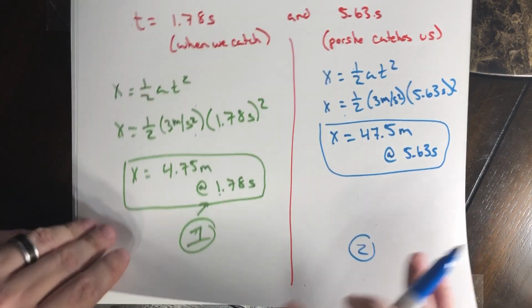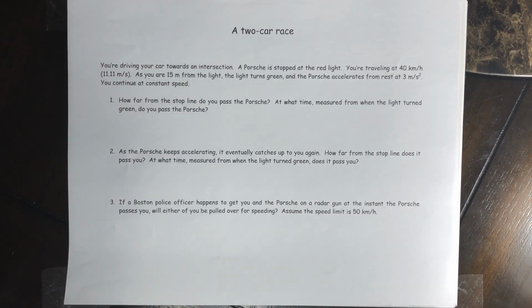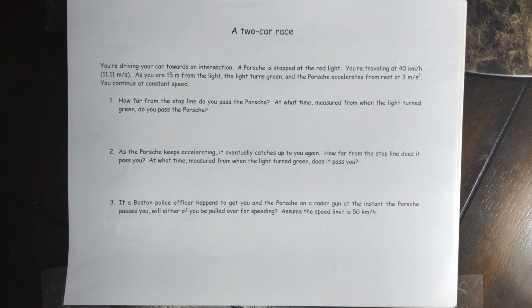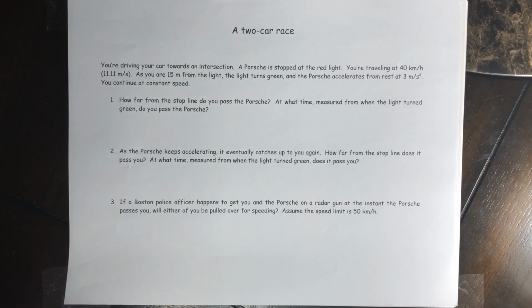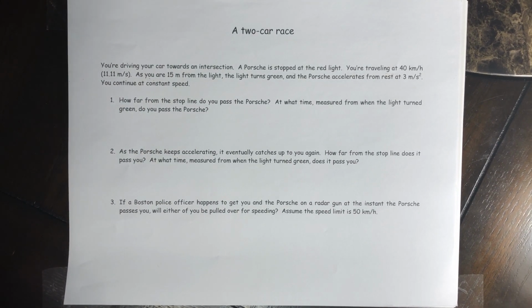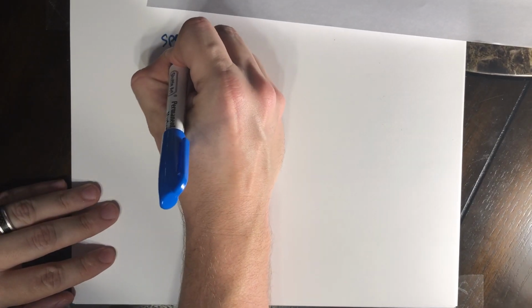Okay. Right, so we got one more part for this problem. It says if a police officer happens to catch us and the Porsche on a radar gun at the instant the Porsche passes us, will either one of us get pulled over for speeding? And we're going to say the speed limit is 50 kilometers per hour. Well, we already know that, so the speed limit's 50 kilometers per hour. We'll write that down.